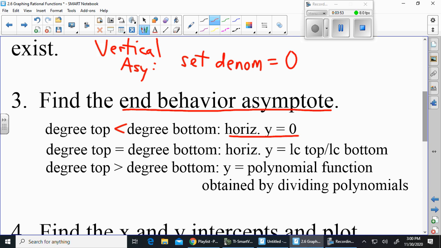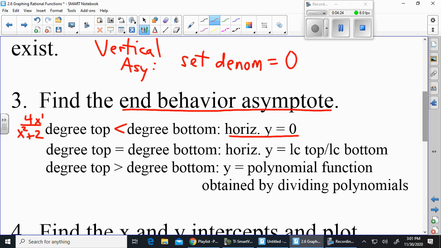Now, what would that be? Something like 4 over x squared plus 2. The degree of the top is 0. Even if I had 4x, the degree of the top is 1. Remember, degree is the highest exponent. If the degree of the top is less than the degree of the bottom, y equals 0.